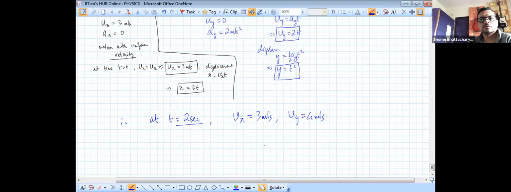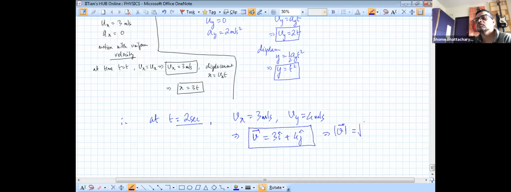So the velocity vector is what? It is 3i cap plus 4j cap. So the magnitude of velocity is root of 3 square plus 4 square. So that is 5 meters per second. So this is the first thing.